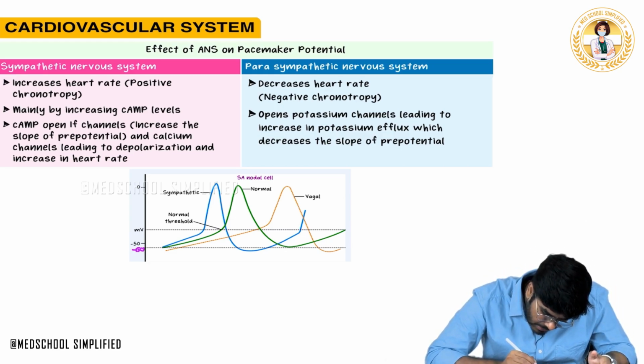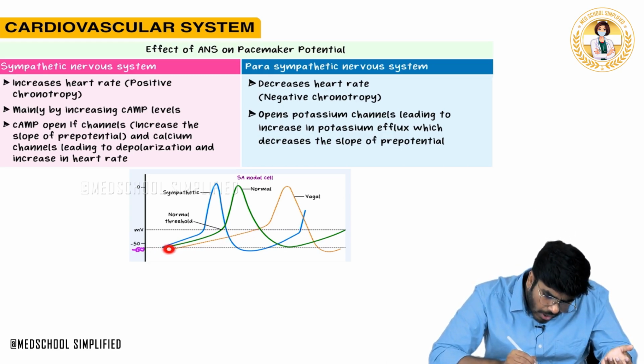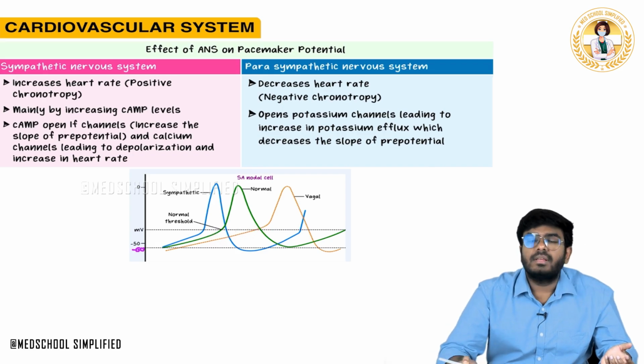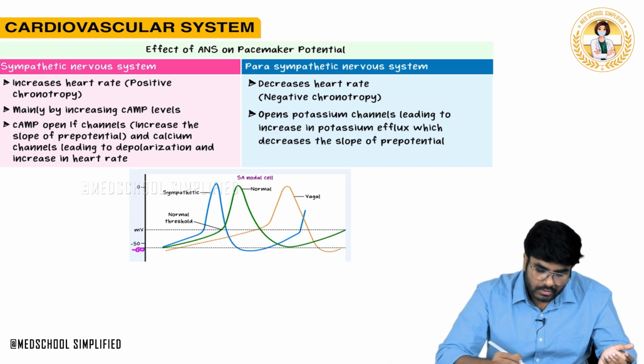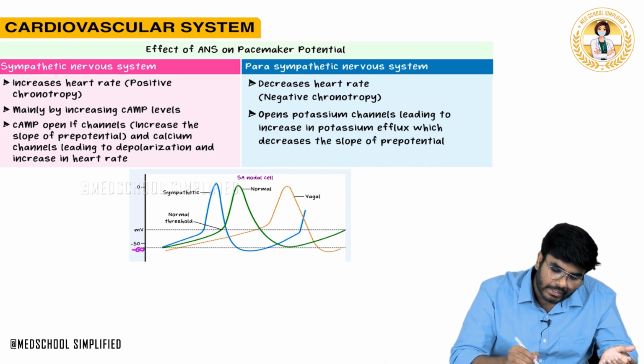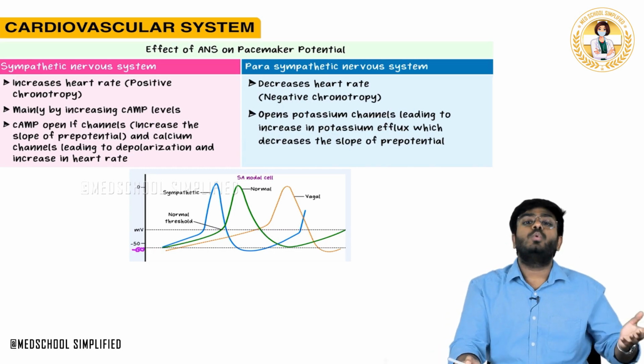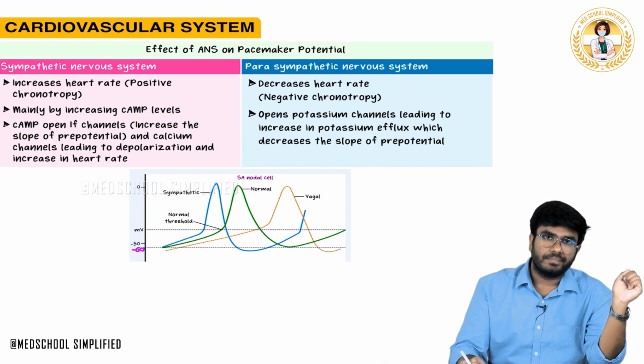See, in this orange color graph, now it is taking a lot of time. Why? Because the cell is having negativity. Now it will take a lot of time to attain the threshold. So what happened to the heart rate? Heart rate decreases. So remember, the parasympathetic nervous system opens potassium channels, leading to increased efflux of potassium ions, which will decrease the slope of the pre-potential. Now it's taking a lot of time for the pre-potential to reach the threshold.